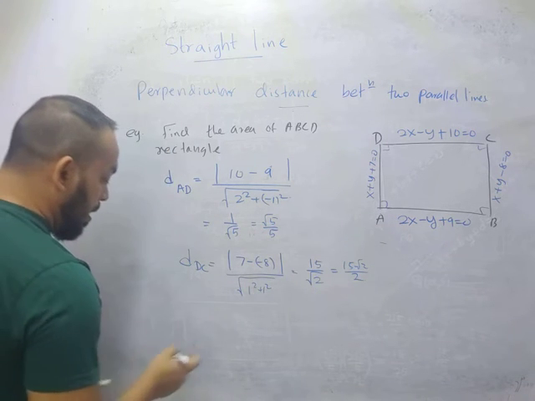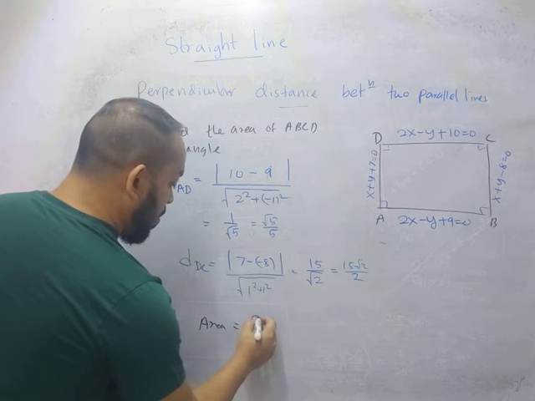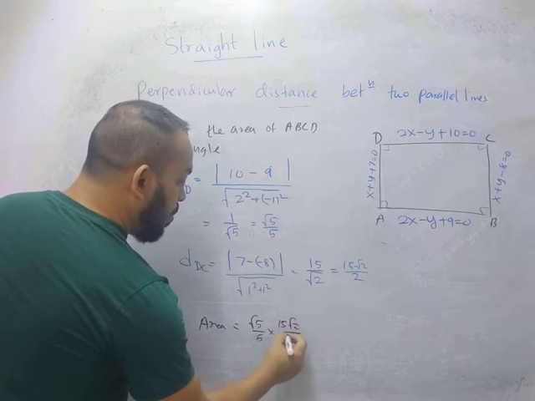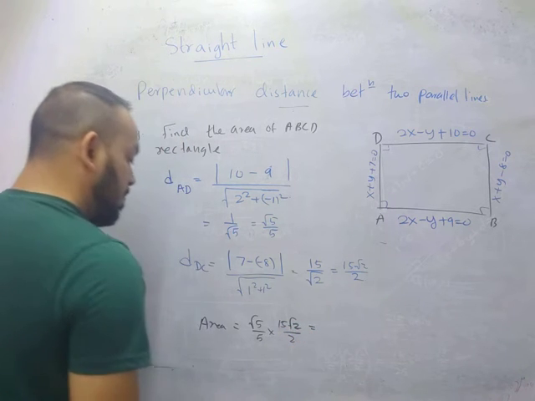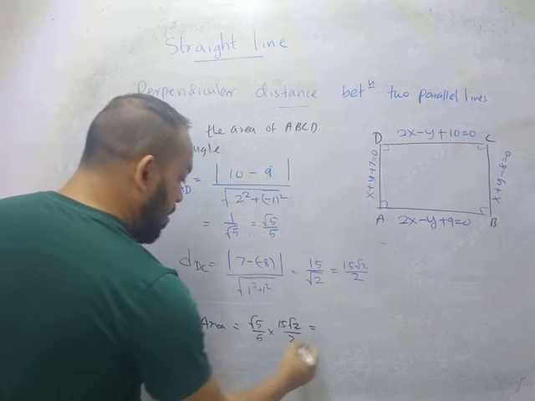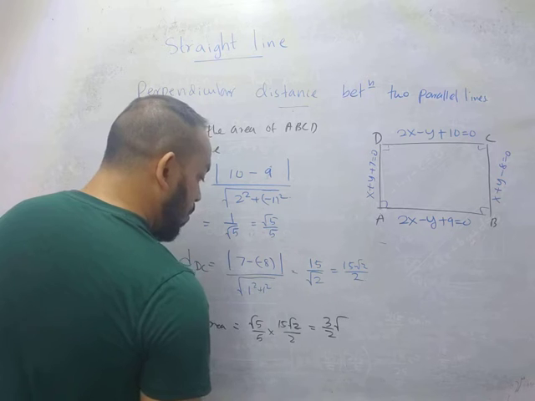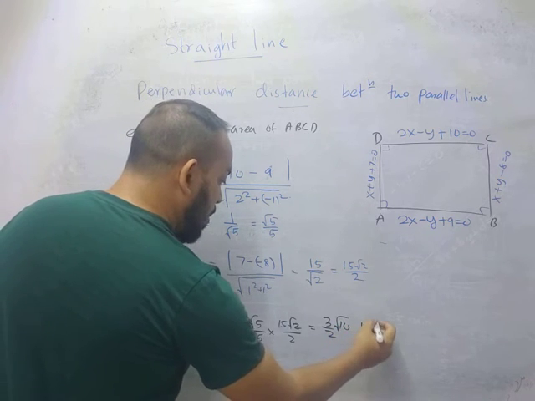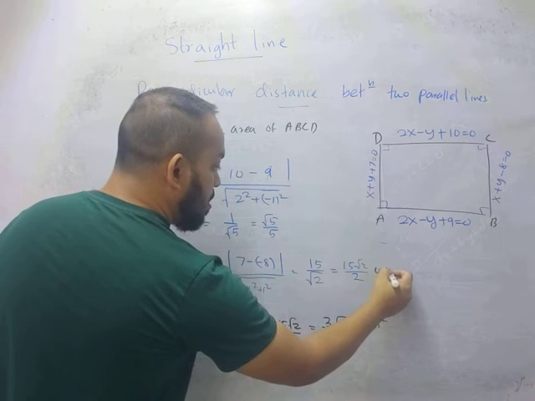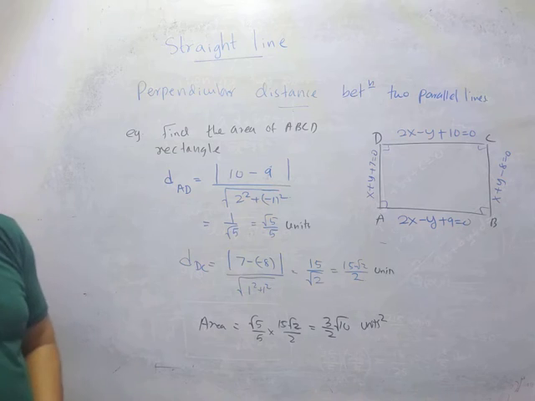Then finally the area, therefore area would be root 5 divided by 5 into 15 root 2 divided by 2. So this cancels out. 3 halves into root 10 units squared. This should be units. See how easy this is.